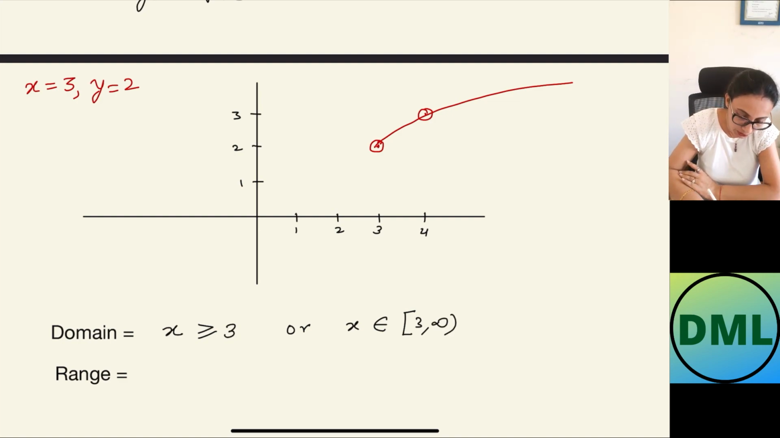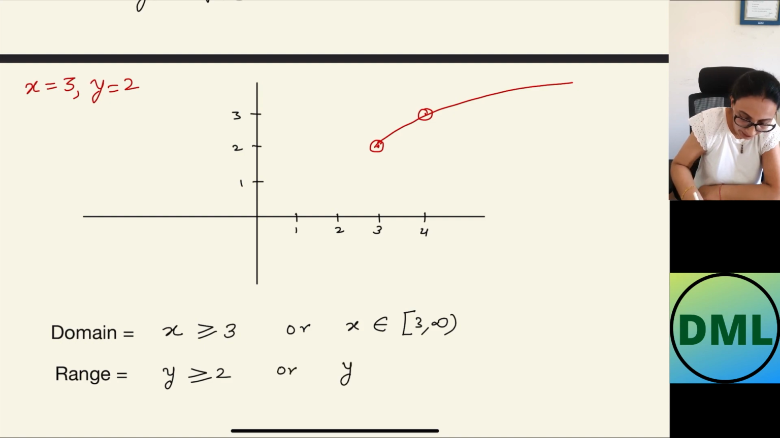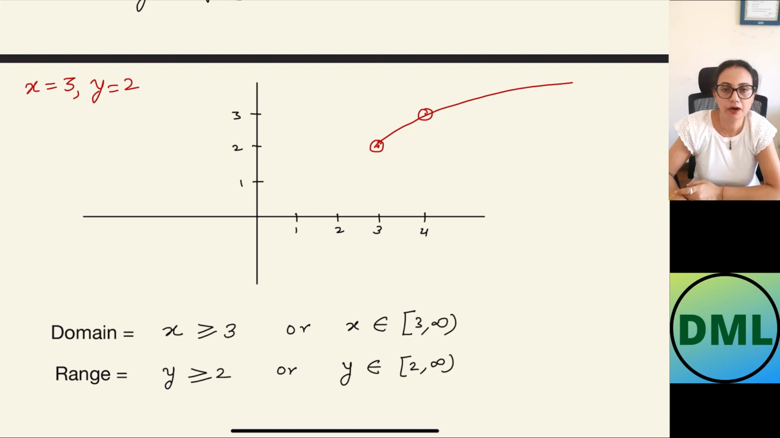Let's write down the range here. You can see from here the range starts from 2 and all the values above that. Let's write down the answer here. Y is greater than or equal to 2, or you can say that y belongs to 2 to infinity. This is how you can give the answers for domain and range. We will see more questions based on domain and range in the next video.